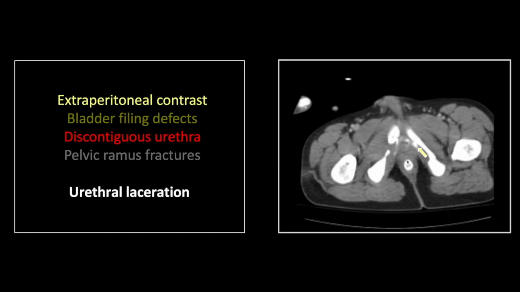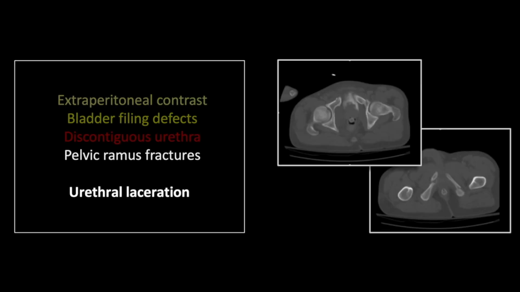You can see here in the periurethral soft tissues, focus of extraurethral contrast and an irregularity of the adjacent urethra consistent with a laceration. This patient has rather typical and expected fractures of the superior and inferior pubic rami.